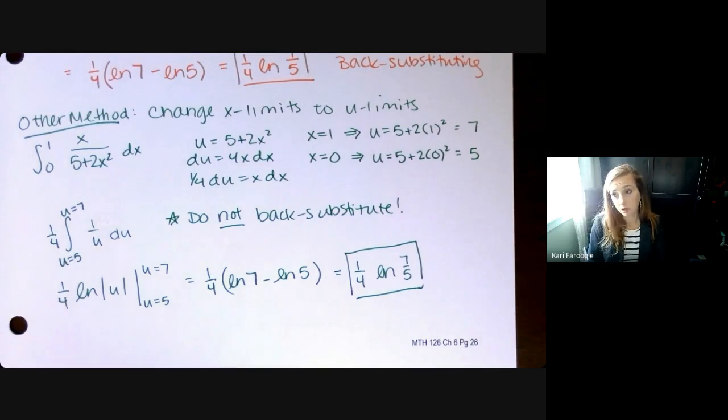If you want to use the method of back substituting, that's fine. But I'm going to tell you the problem here. What I see with students back substituting is sometimes they change their limits of integration and they also back substitute. I've seen so many students do this where they do both things. You cannot do both. You have to pick one. You either back substitute or you change your limits of integration. You don't do both. This is such a big deal.